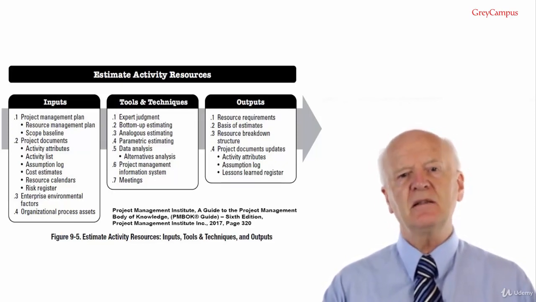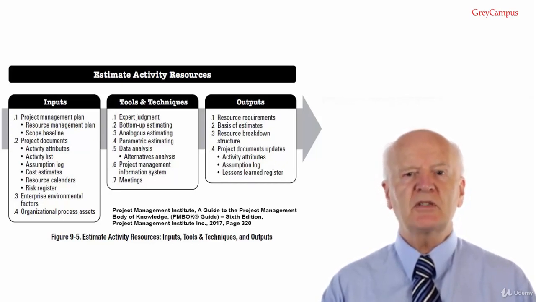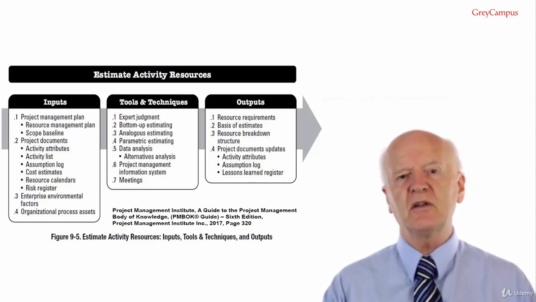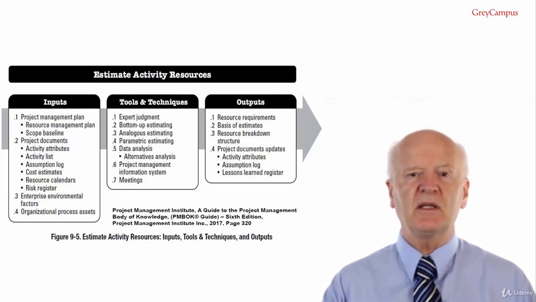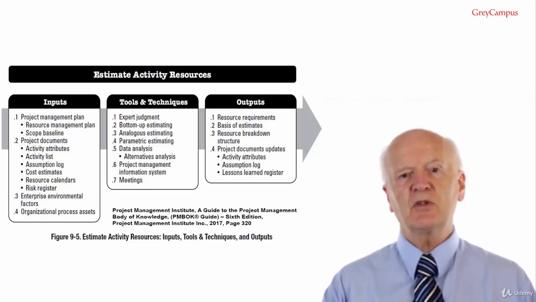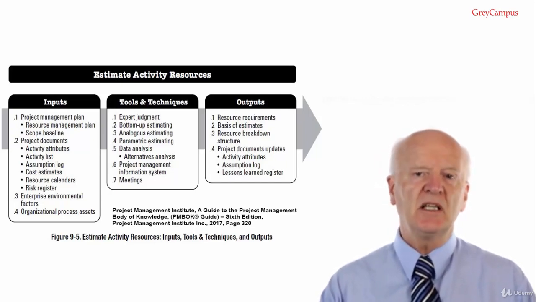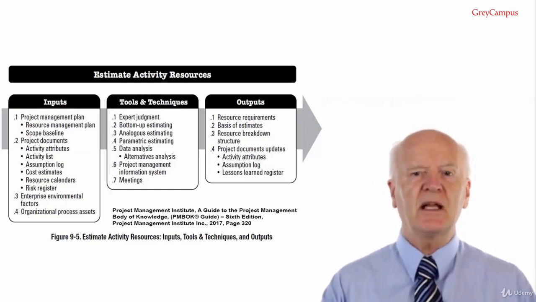The amount of detail and the level of specificity of the resource requirements descriptions can vary by application area. The resource requirements documentation can include assumptions that were made in determining which types of resources are applied, their availability and what quantities are needed. Output number 2, basis of estimates. The amount and type of additional details supporting the resource estimate vary by application area.